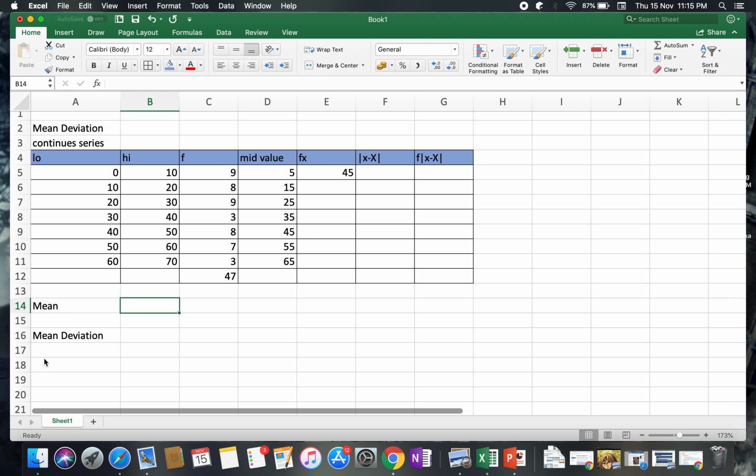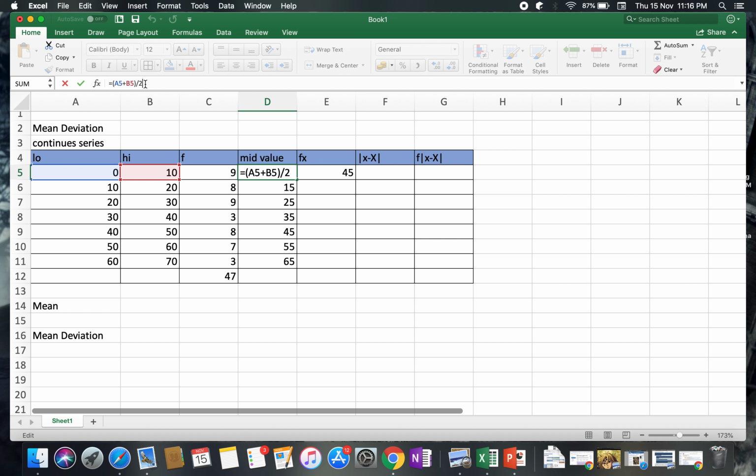Let's see an example on Excel. Now we are seeing here a continuous series. This is the low range, this is the high range, here's the frequency, and this is the mid value, which you can also call x, and this is the fx. fx is f into the mid value. The mid value you can find by adding low plus high and dividing that by 2.